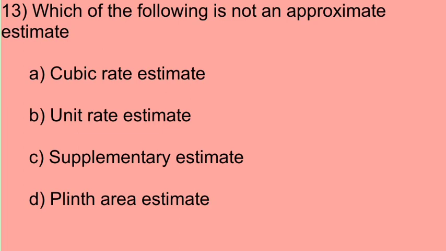Cubic rate estimate, unit rate estimate, plinth area estimate, all are approximate estimates. So option C is the answer.